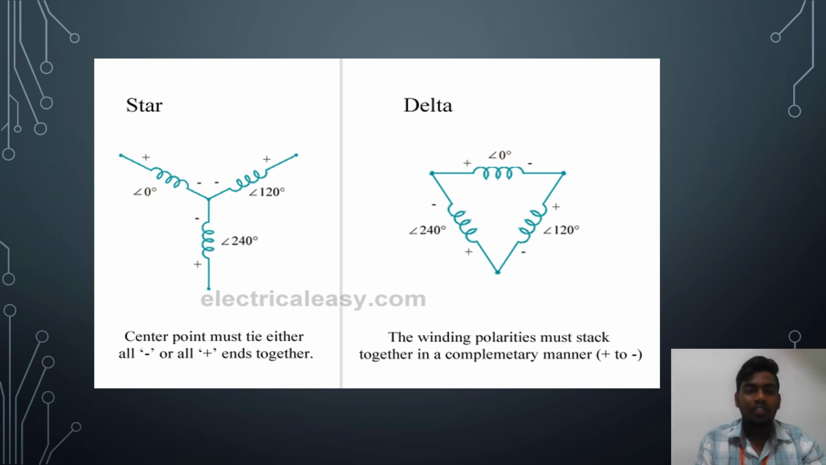First image, star configuration. In star configuration, the center point must tie either all negative or all positive ends together. It means only negative ends or only positive ends can tie together. In delta connection, the winding polarities must stack together in a complementary manner, that is positive to negative.